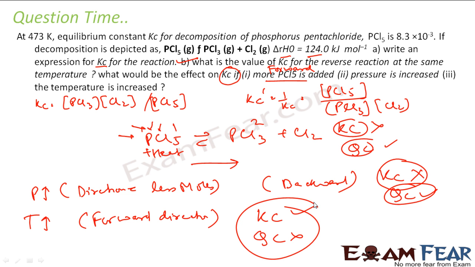Correct? Hope you understand why I have done this, why Kc is changing and why Qc is not changing, in the past few slides. If you don't understand, watch the previous few slides in the same chapter where we explain why Kc changes sometimes and why Qc changes sometimes.